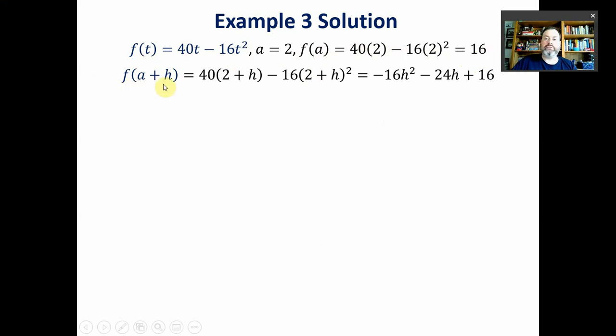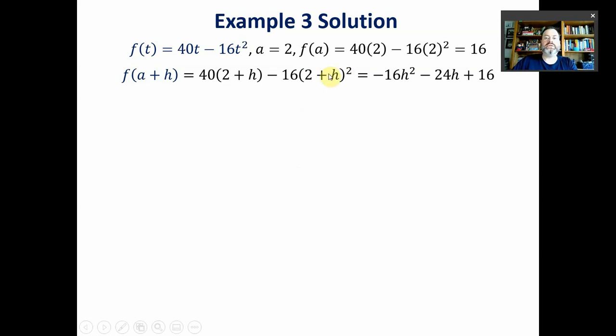Now we have to compute f of a plus h separately. Again, you don't have to do that, but I highly recommend you do it. This is a lot of arithmetic here, guys. A lot of algebra. I don't think you want to do this much algebra sitting inside a bigger problem. So we plug in a is 2, so f of a plus h is 40 times (2 plus h) minus 16 times (2 plus h) squared. I'm going to let you do the algebra on that. You have to FOIL the square. I'm not showing those algebra steps. You don't have to either on a test.